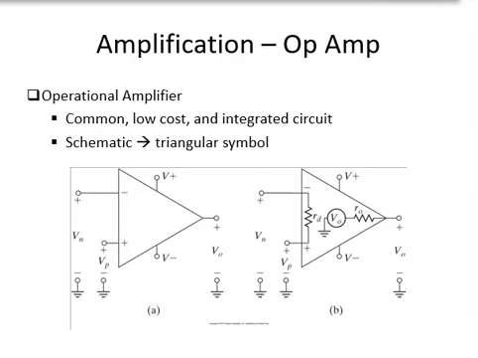Signal amplifiers can be constructed using a common low-cost integrated circuit component called an operational amplifier, or simply op-amp. The op-amp is represented schematically by a triangular symbol as shown in the slide. The input voltages, Vn and Vp, are applied to the two input terminals labeled negative and positive, and the output voltage, V0, appears through a single output terminal. There are two power supply terminals labeled V positive and V negative.